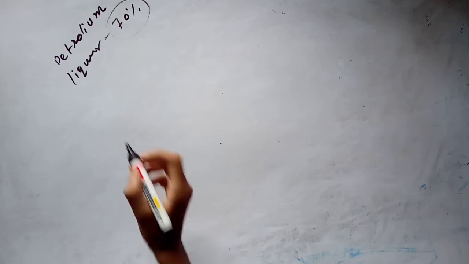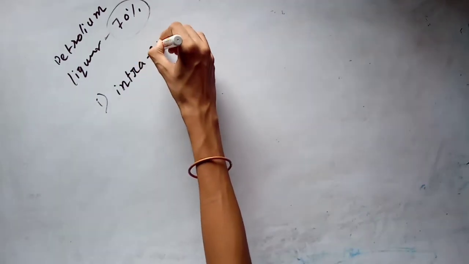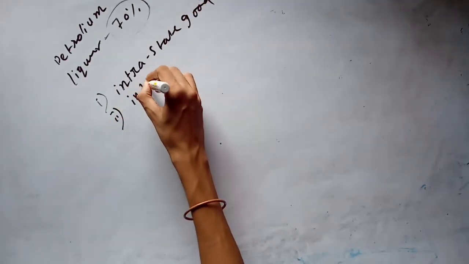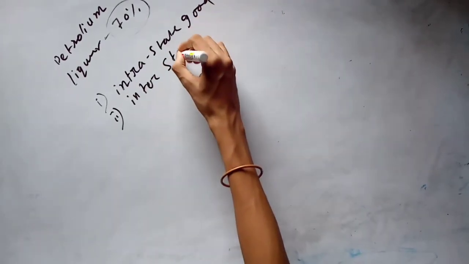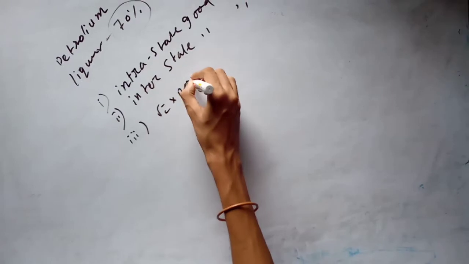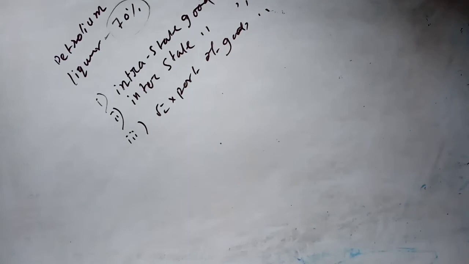There are some goods. Now the compensation cess will be for intrastate goods, interstate goods and services, also export of goods and services. You know the meaning of interstate?